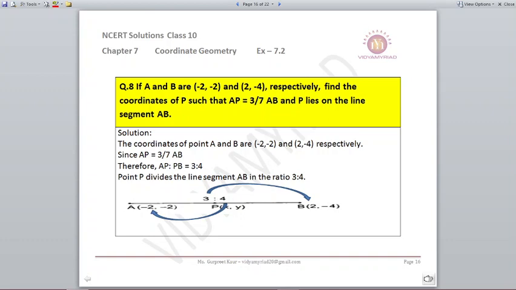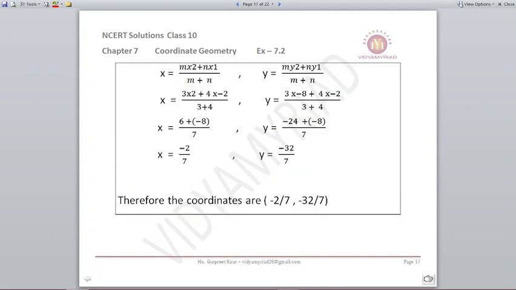Now I have the ratio with us and I have the coordinates with us. I will put it into my section formula. So x will be equal to m is 3, x2 is 2, n is 4, x1 is -2 upon 3 plus 4. Same way for the y coordinate it will become m is 3, y2 is -8, n is 4 and y1 is -2 upon 3 plus 4. So solve this. X comes out to be -2 by 7 and y comes out to be -32 by 7.